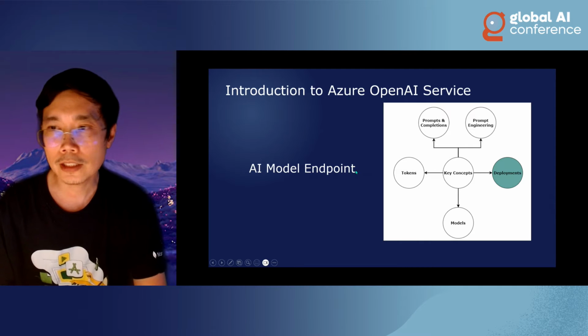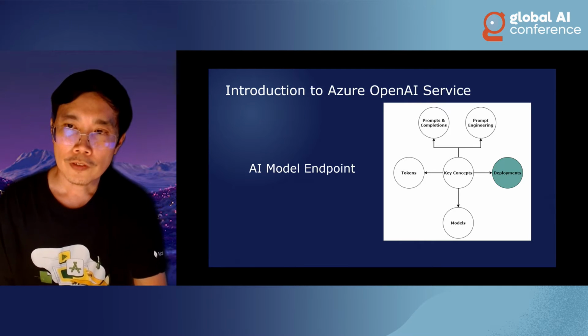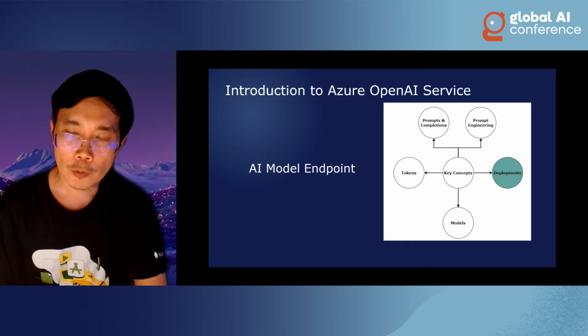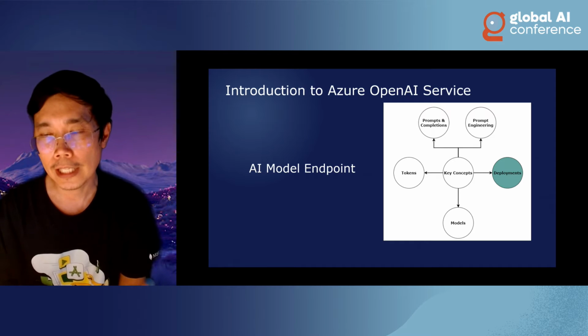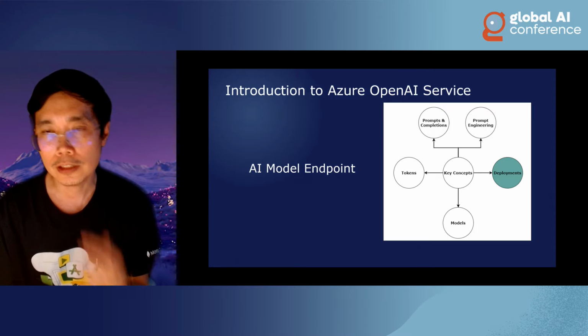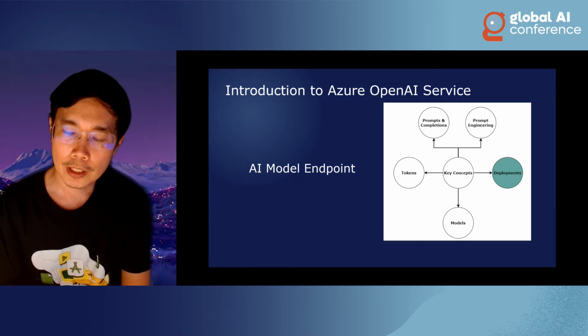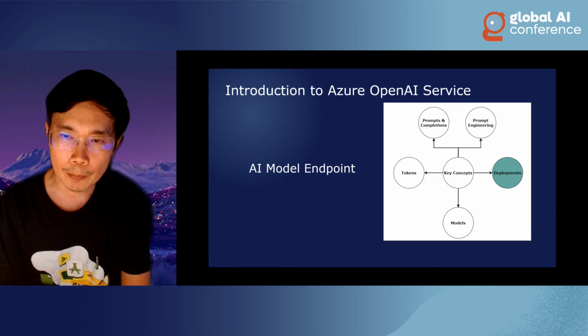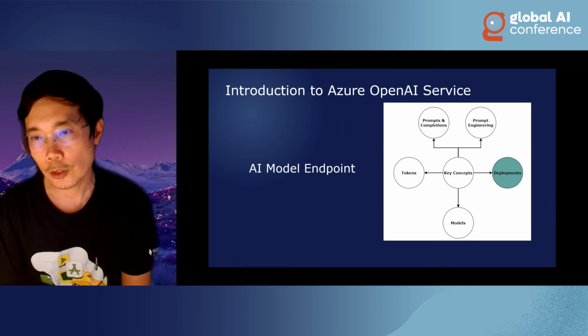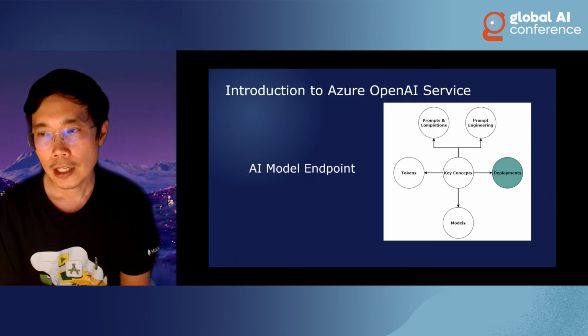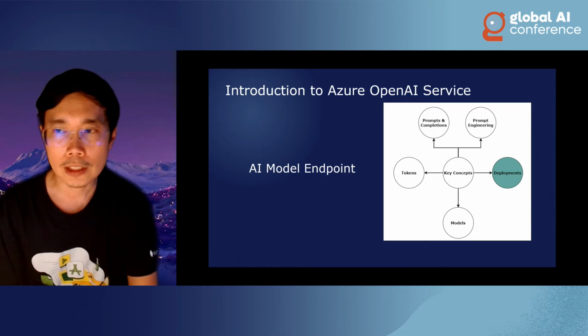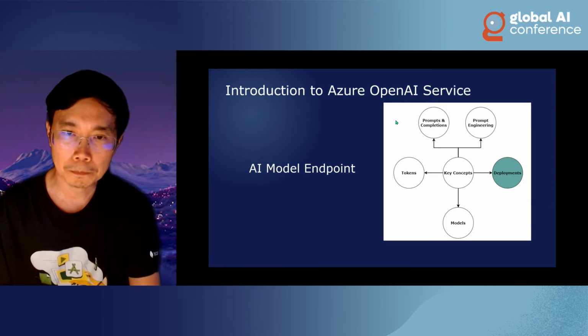And the last thing is the deployment. For the end-to-end, we can create the API endpoint that allows the application to make a request, like a POST request or GET request, to the AI model endpoint. So this is the first step that we need: to create a deployment.